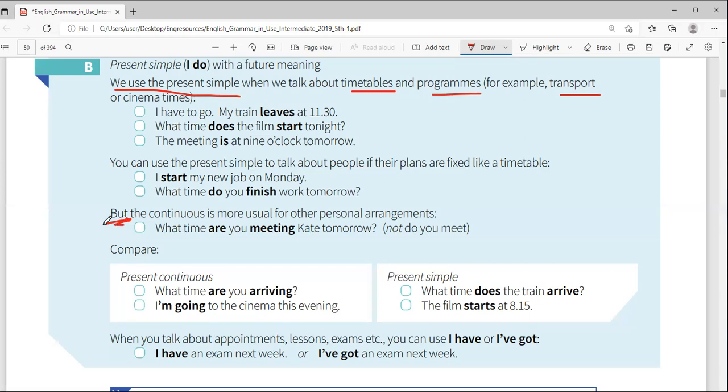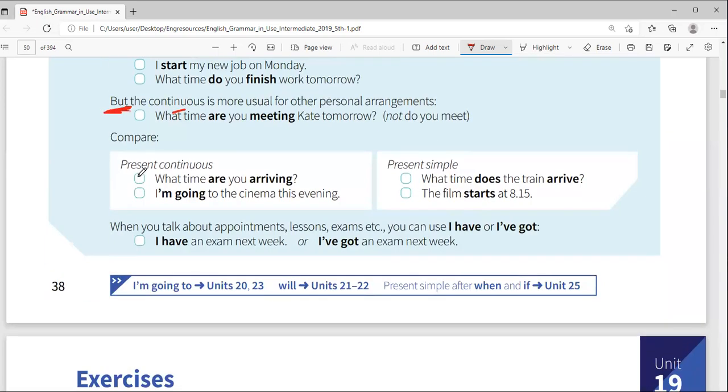But the continuous is more usual for other personal arrangements, you see? So present continuous is good for personal arrangements, people. But present simple is for programs like that, timetables. Present continuous, what time are you arriving? That is now. I'm going to the cinema this evening. This is present continuous, and the normal one, not for the future now. Present simple, what time does the train arrive? The film starts at 8:15.